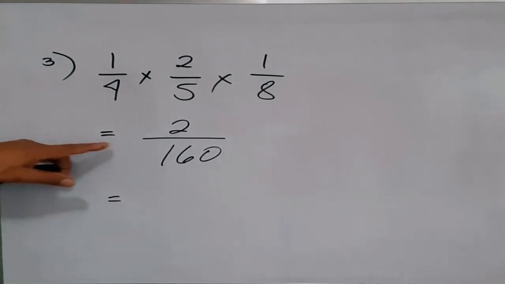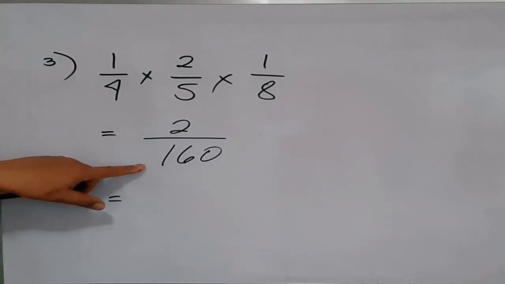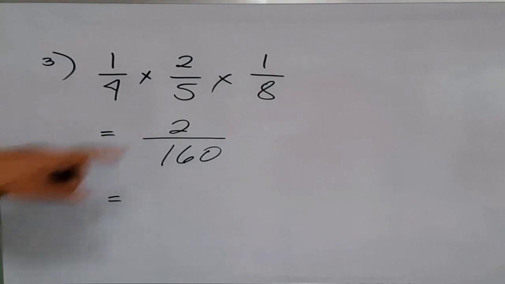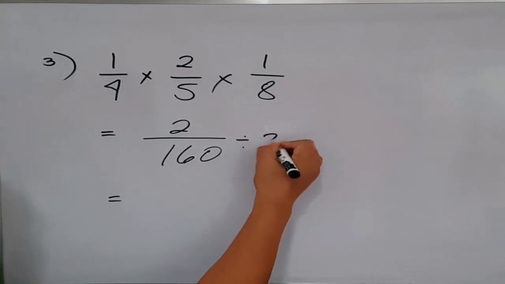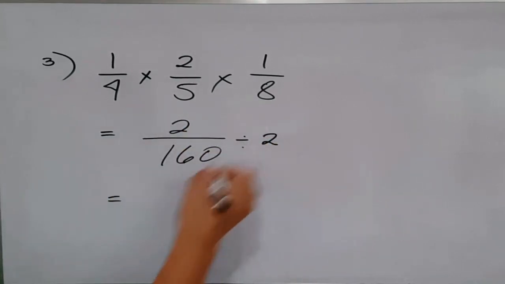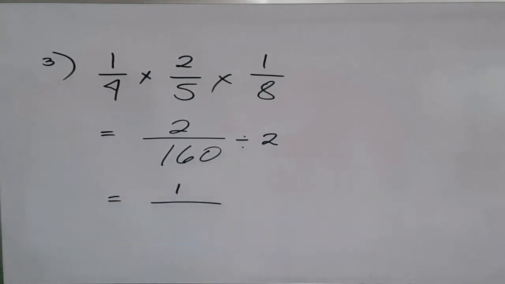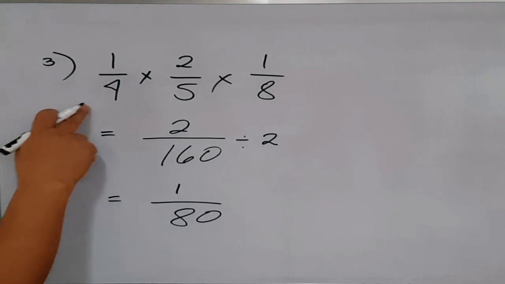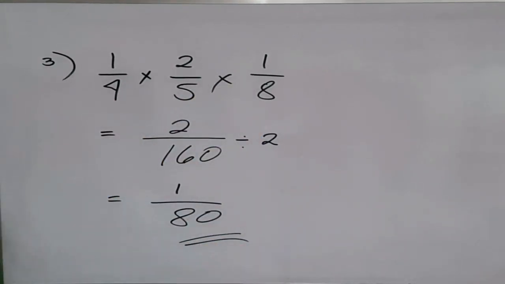Okay, in this case, it is very obvious, the common factor of 2 and 160 is 2 because the factor of 2 is only 2 times 1. So if we divide both the numerator and the denominator by 2, 2 divided by 2 is 1. 160 divided by 2 is 80. So 1/4 times 2/5 times 1 over 8 is equal to 1 over 80.